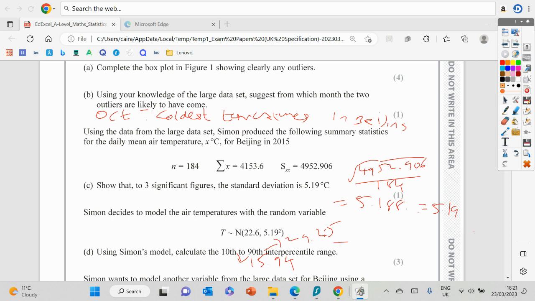So then all we need to do is subtract those together. We'll do that quickly on the calculator here. 29.25 minus 15.94 gives you 13.3 to one decimal place.